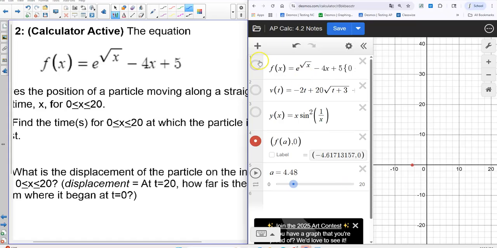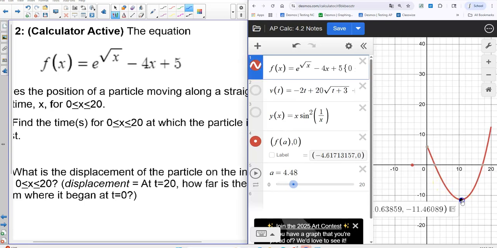So what we're looking at is the particle is going to the left until it gets here, right? And then it turns back around and it goes to the right, okay? There's another way we can think about this.